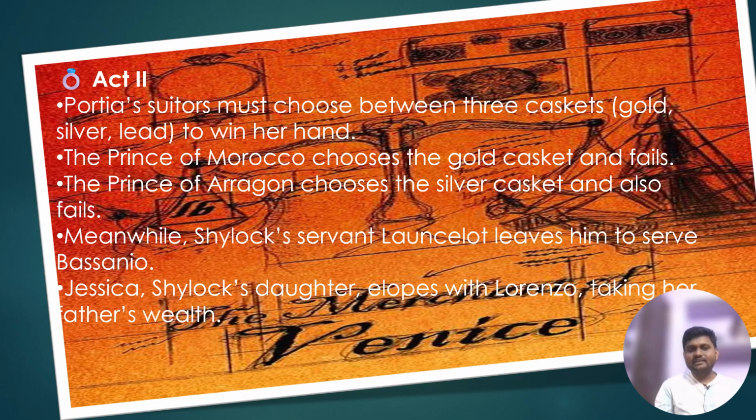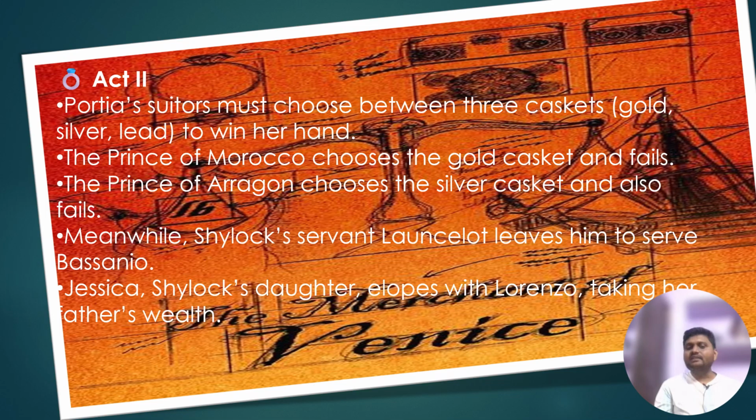The first contender for the marriage to Portia was the Prince of Morocco. He chooses the gold casket, which was the wrong option, so he was not allowed to marry Portia. The second contender to be married to Portia was the Prince of Aragon. He chooses the silver casket and he also fails and is not allowed to marry Portia.